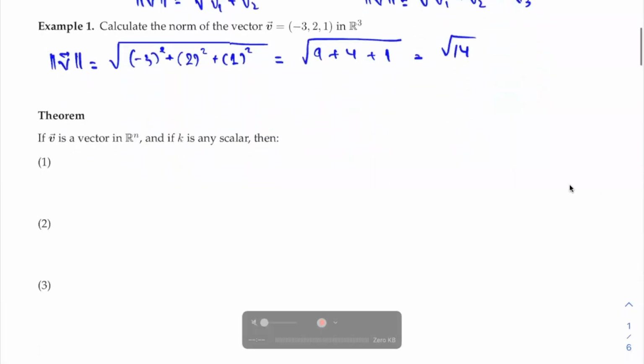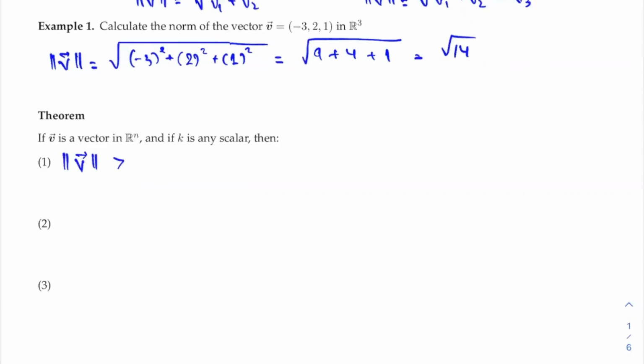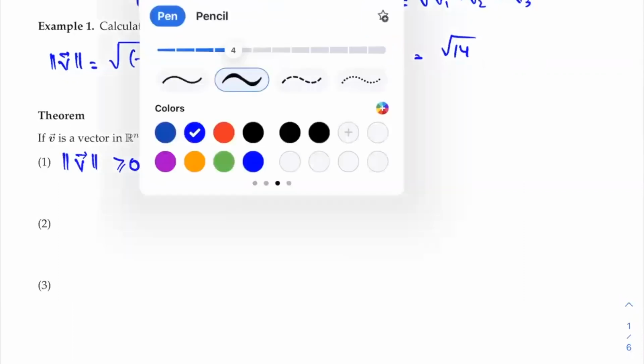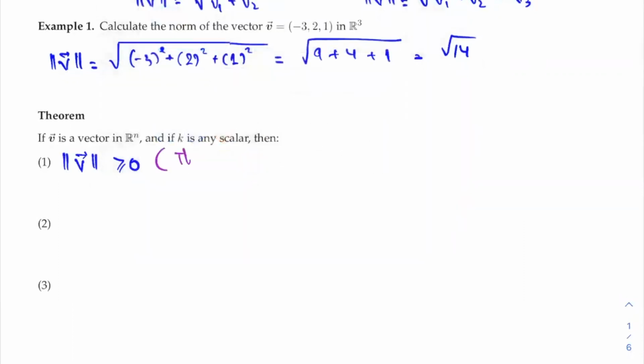Now we're going to move on to some property of the length of a vector. So if v is a vector in Rn and you have a scalar k, then you have the following properties that, because when you calculate the norm, again, the norm of a vector, the length or the magnitude, when you're talking about the length has to be either 0 or positive. Right? So the first property here is that the length of the vector is greater than or equal to 0. Right? Again, the explanation is that the length of a vector is either 0 or positive.